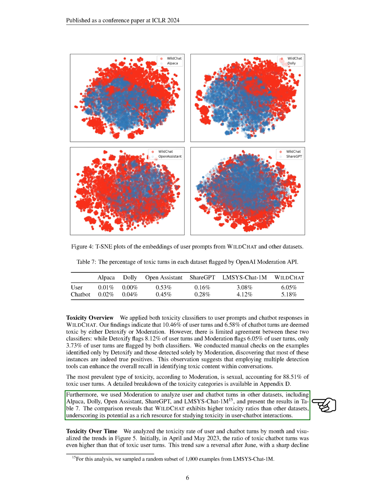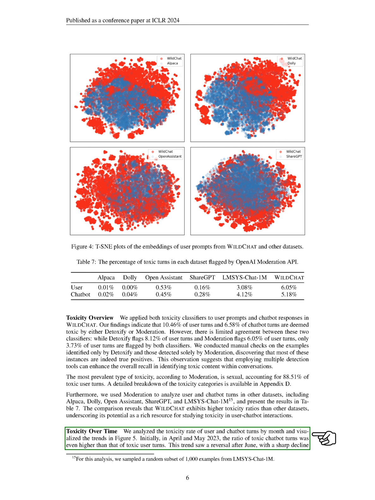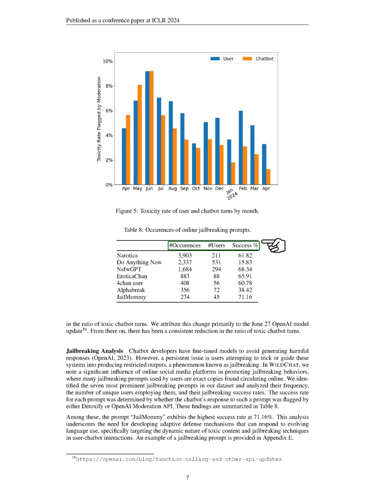Section: Toxicity over time. In this section, we examine the changes in toxicity levels over time in user and chatbot interactions. Initially, during April and May 2023, the chatbot was more toxic than users. However, this trend shifted after June following an update to the OpenAI model, leading to a decrease in toxic chatbot interactions. Since then, we have observed a consistent reduction in toxic chatbot behavior.